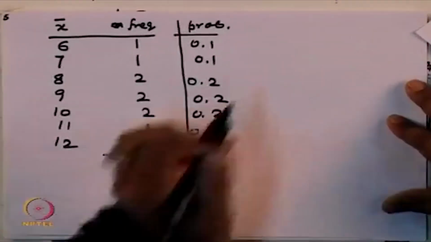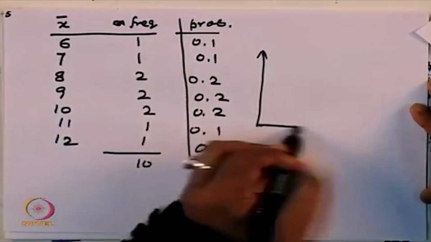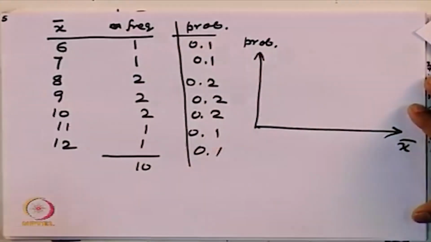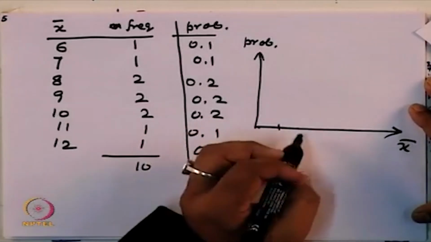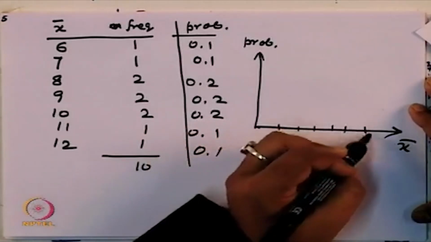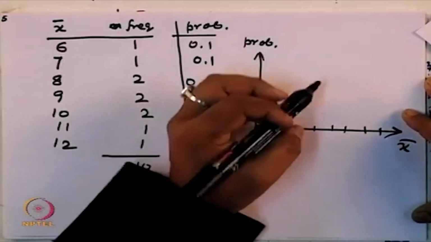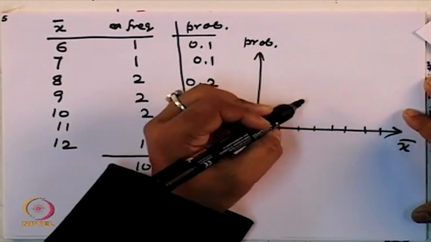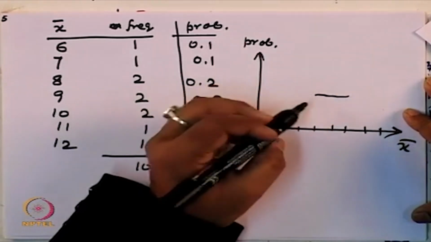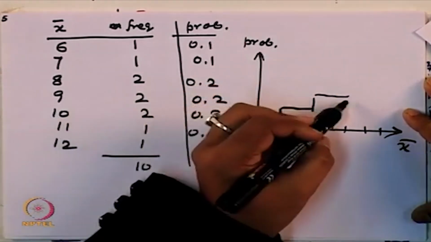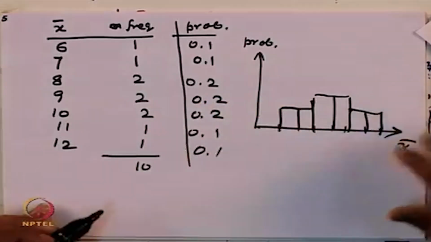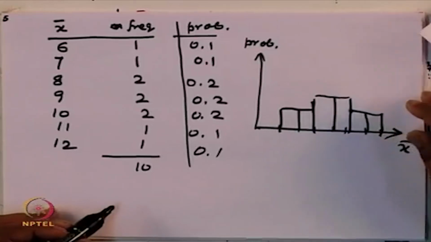So, if you plot this distribution, x bar against probability, you have 6, 7, 8, 9, 10, 11, 12. This is what your distribution will look like for the sample mean.